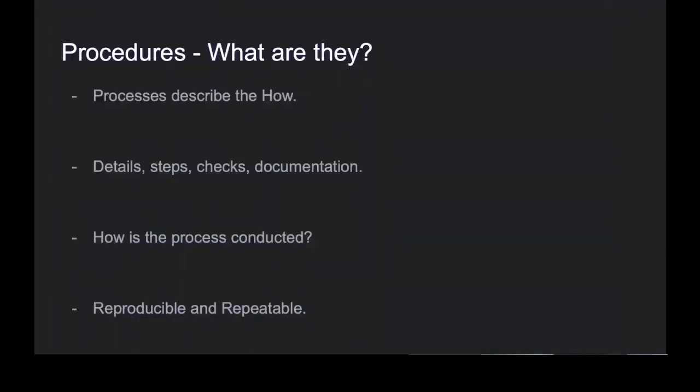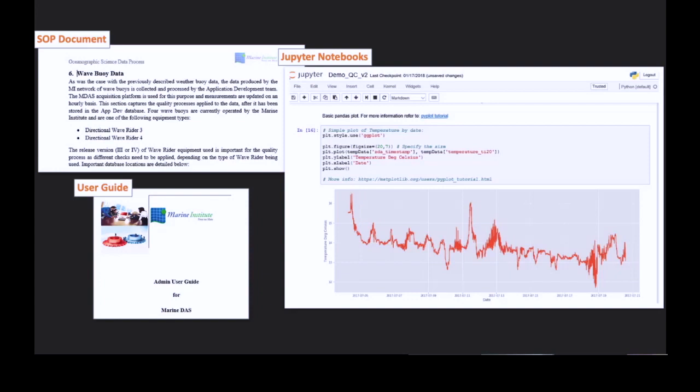The last bit then, I'll show you before handing over, is procedures, and this is a case of the how. It's the detailed steps, the checks, documentation, how the process is conducted, how it is reproducible and repeatable. Examples of such things are basically a standard operating procedure, a user guide, those types of things are generally what we'd expect for procedures. And you have them yourselves. Everyone has documentation saying how to do a particular job, how to send a certain email, how to talk to a certain person. All of these things tie into procedures.